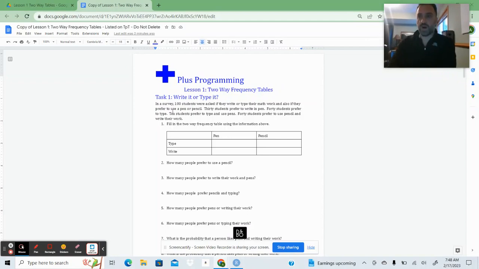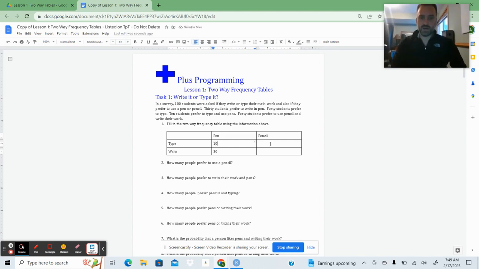This is lesson one on two-way frequency tables with RStudio. In a survey, 100 students were asked if they type or write their math work and if they prefer to use pen or pencil. 40 students prefer to type, so if you look here, the type number is 40. 30 students prefer to write in pen, so here I would put in 30. And then 10 students prefer to type and use pen.